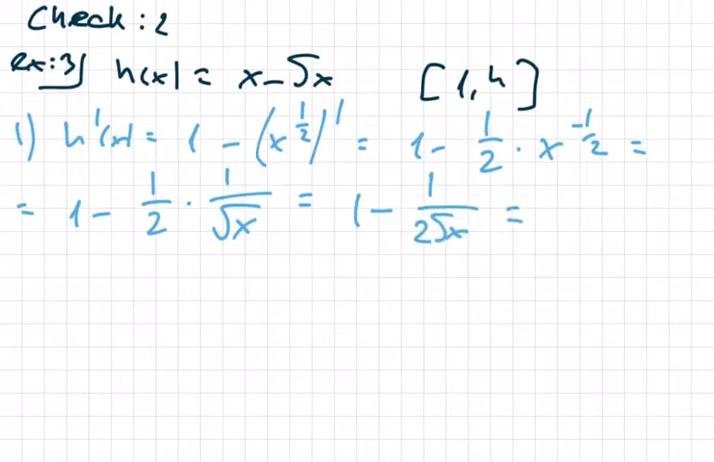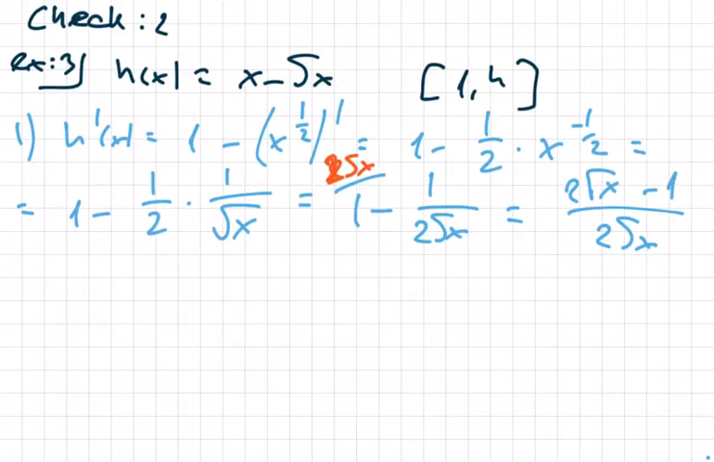So let's join this. You can join by finding a common denominator. You multiply by 2 root x. That's 2, and we have here 2 root x, subtract 1. Okay, that's our h prime equation.